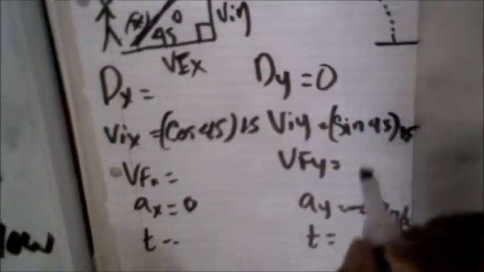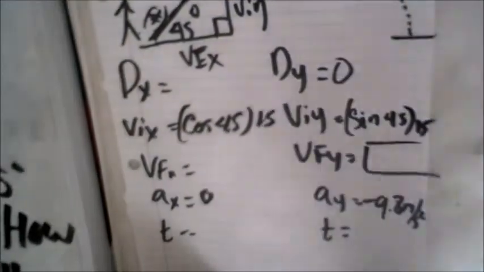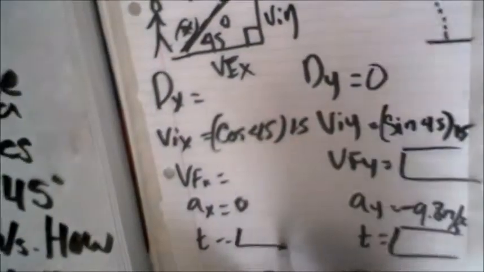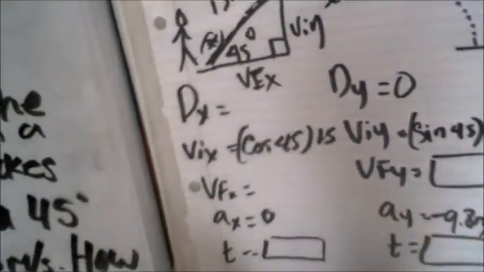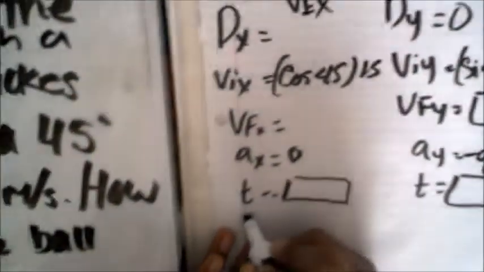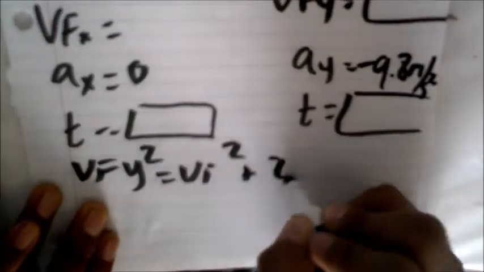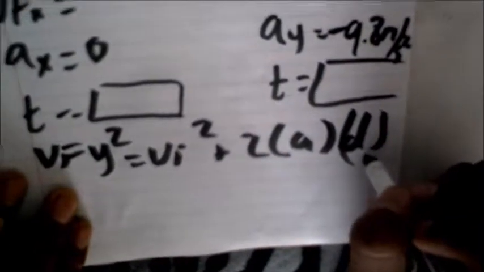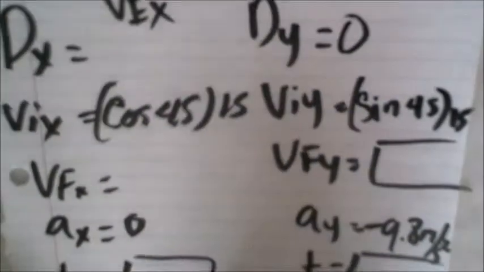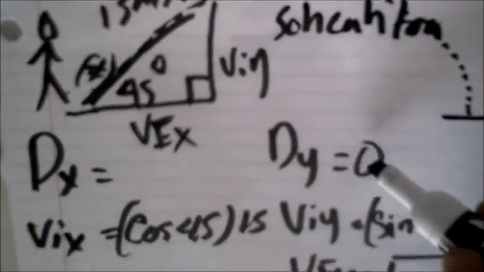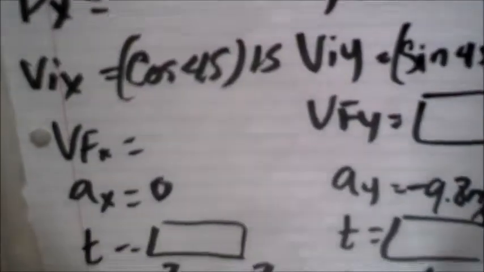So with that being said, we could find the v final of y, and then we could find time. Then time would be the same for the x side too. The equation I'm going to use to find v final is v final y squared equals v initial y squared plus 2ad. All of these are labeled as y because they're for the y side, so you won't confuse them. We know that displacement of y is 0, so we plug in 0, this cancels out this whole term, and we're just left with these two.